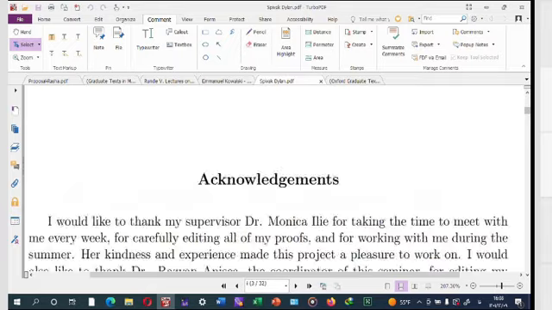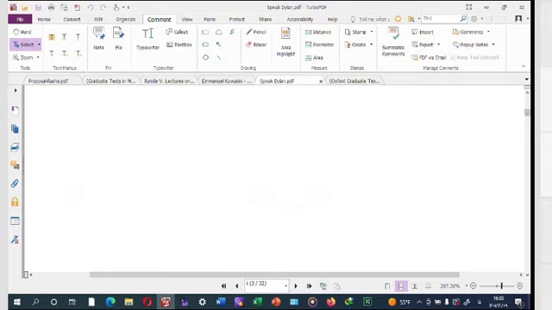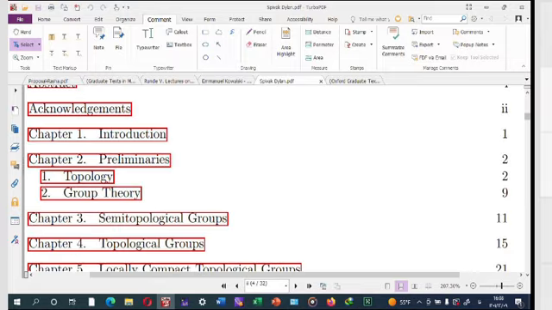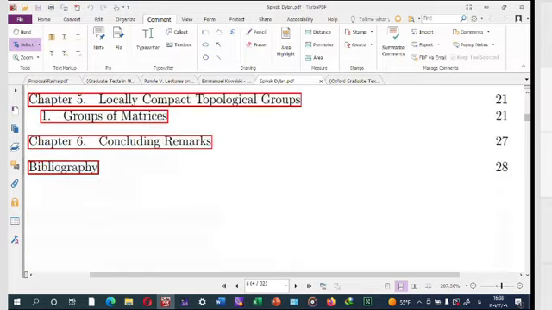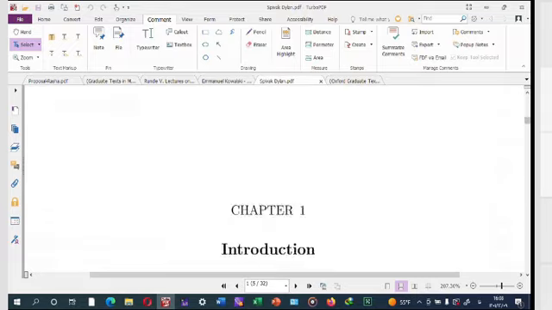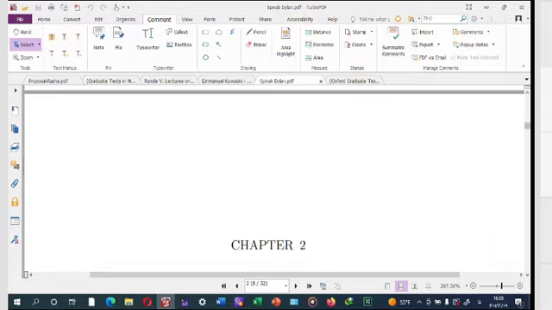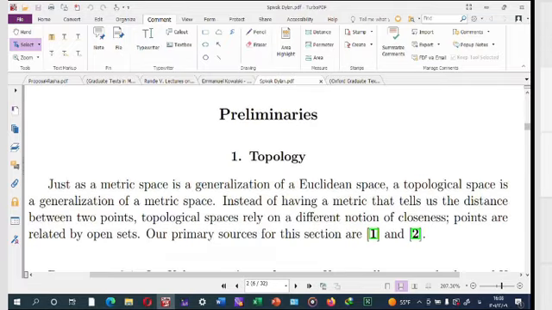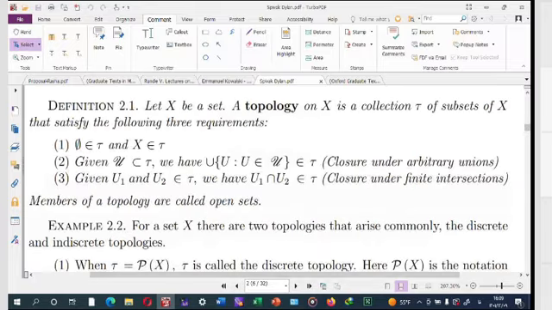We can begin the study of this book in this session. This book starts with the definition of topology.